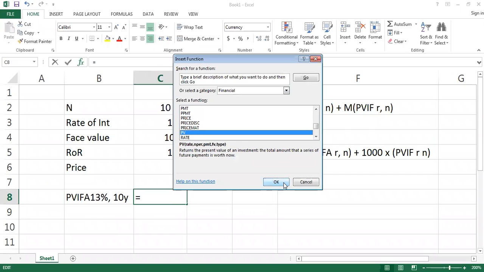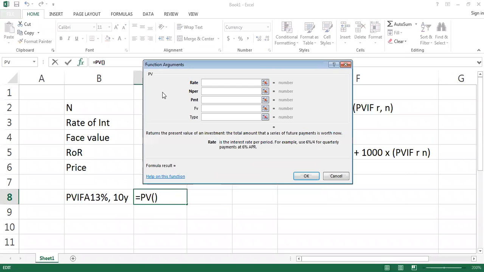The moment you click present value, on your Excel sheet this PV formula comes into picture, and a window pops up. Here we have to enter the values. Your required rate of return is 13%, so I'll enter it here. N is nothing but 10 years, so I'll enter 10. PMT is nothing but we need to find out the annuity values, right?